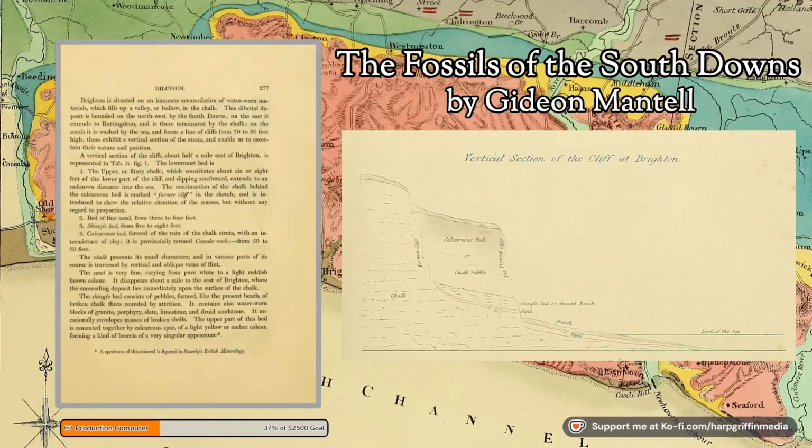It disappears about a mile to the east of Brighton, where the succeeding deposit lies immediately upon the surface of the chalk. The shingle bed consists of pebbles formed, like the present beach, of broken chalk flints rounded by attrition. It contains also water-worn blocks of granite, porphyry, slate, limestone, and Druid sandstone. It occasionally envelopes masses of broken shells. The upper part of this bed is cemented together by calcareous spar, of a light yellow or amber color, forming a kind of breccia of a very singular appearance.